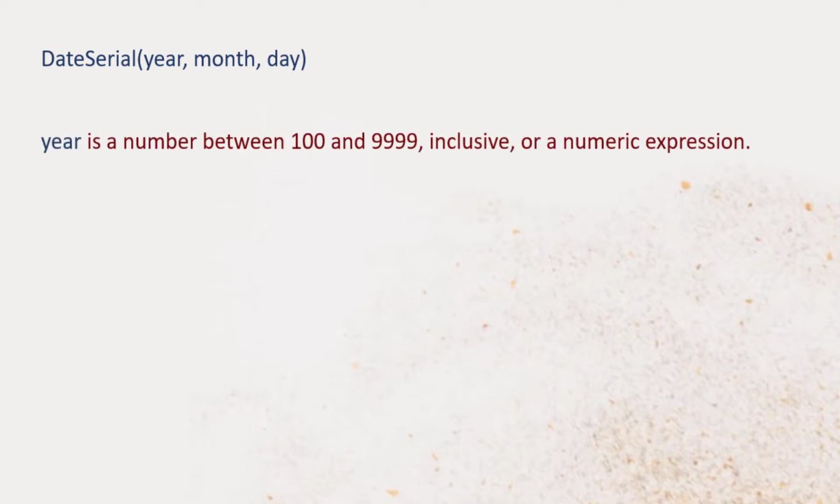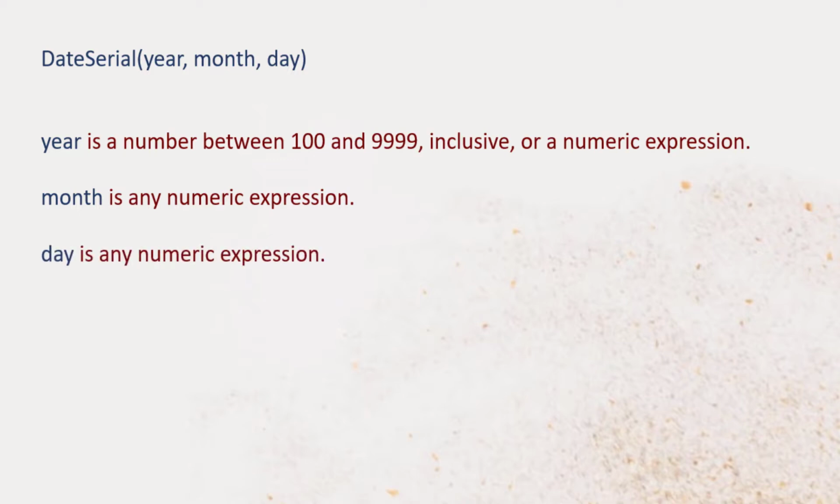Year is an integer number between 100 and 9999, inclusive, or a numeric expression. Month is any numeric expression. Obviously, it cannot be more than 12, so 1 to 12. Day, any numeric expression. Again, the minimum is 1 and the maximum is 31. You can specify numbers beyond the range, but then you will not get expected results.